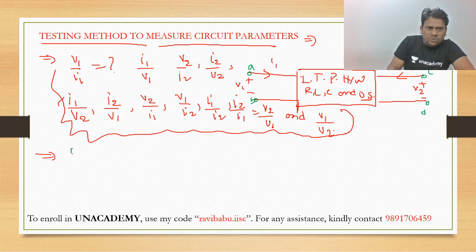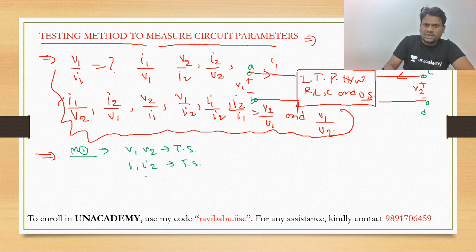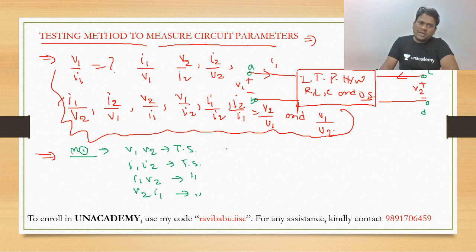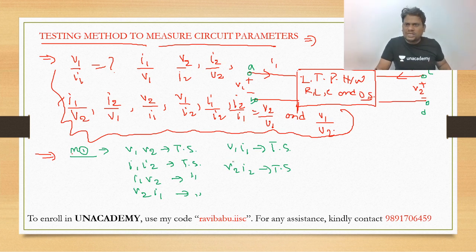One method we have where V1 and V2 are testing signals. Second method, I1 and I2 are testing signals. Another, I1 V2 testing method. Another, V2 I1 testing method. Another, V1 I1 testing method. Another one, V2 I2 testing signal. These are the maximum possibilities to apply testing signals here. And please mind it, at a time you can take only two testing signals.